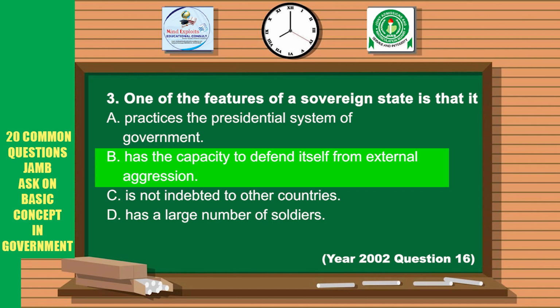So B is the right answer, okay? But for reading's sake, let me read options C and D. C, not indebted to other countries. D, has a large number of soldiers. So like I've said, the right answer there is B.